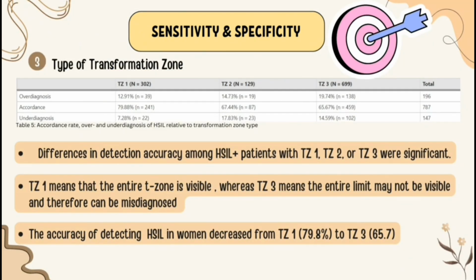Lastly, type of transformation zone. TZ1 means that the entire transformation zone is visible, whereas in TZ3 the entire upper limit may not be visible and therefore can be misdiagnosed. Regarding Table 5, the rate of overdiagnosis was worse in women with TZ3, 19.74%, whereas women with TZ1 or TZ2 appear to be overdiagnosed with 12.91% and 14.73%, respectively. Table 5.